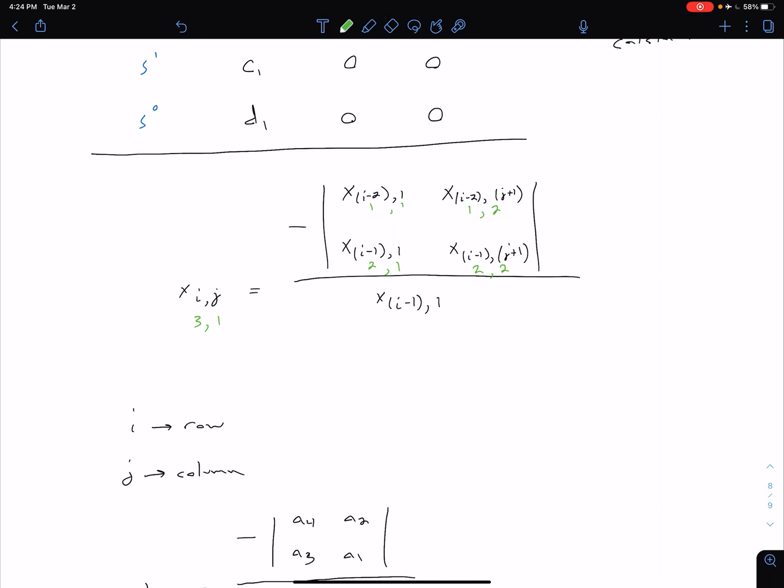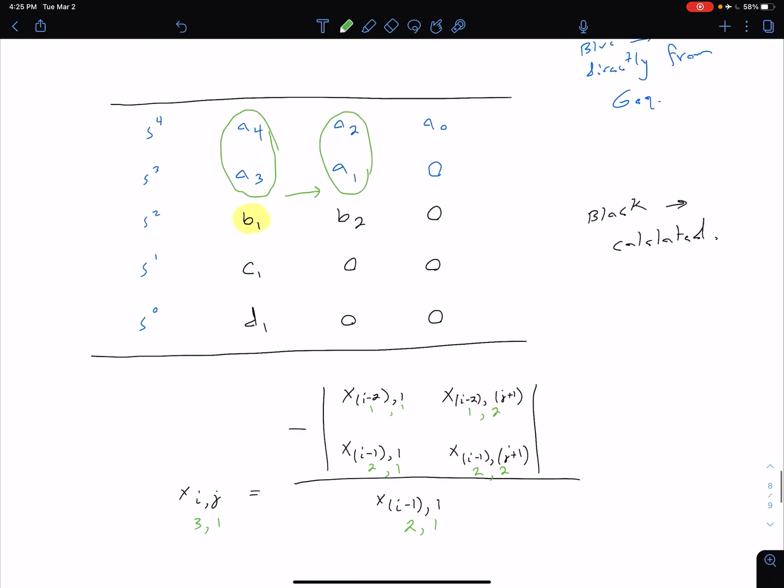Finally, this term in the denominator here is the same term that we had right here. So this is going to be a 2 and a 1. In this case, that's just going to be this term directly above B, so our A3.